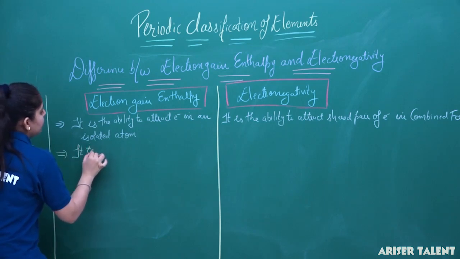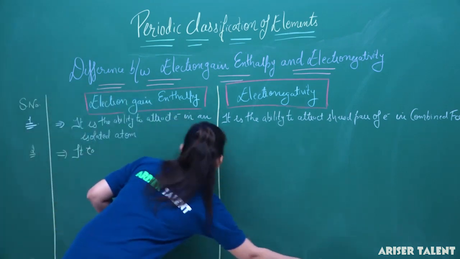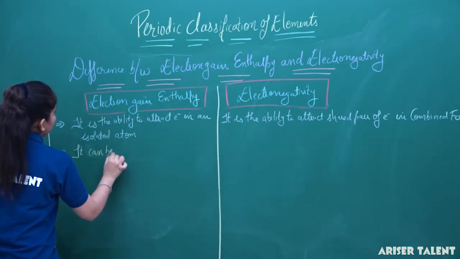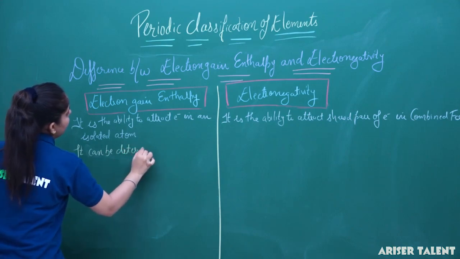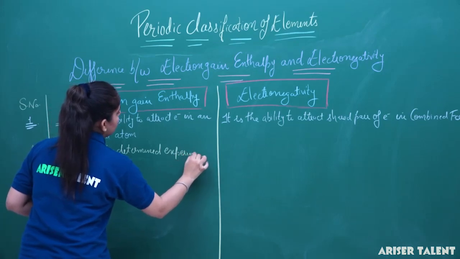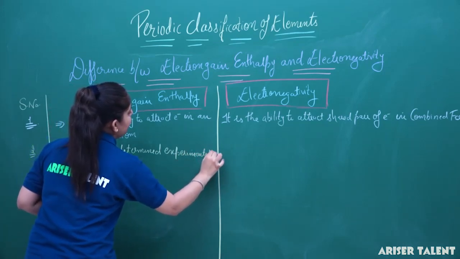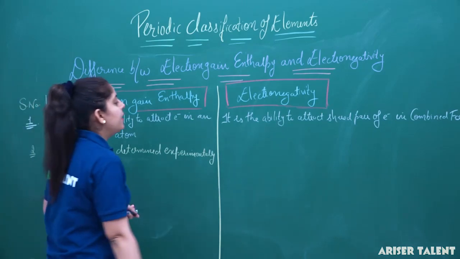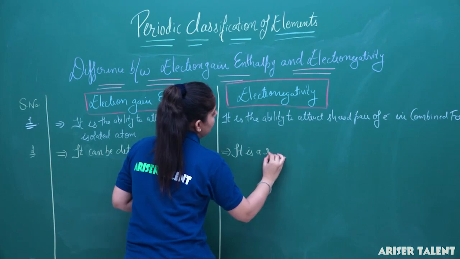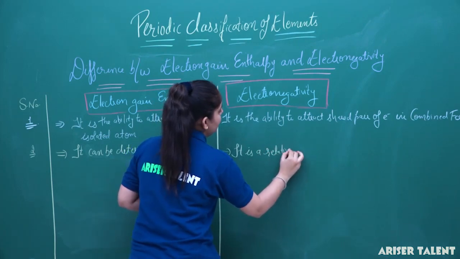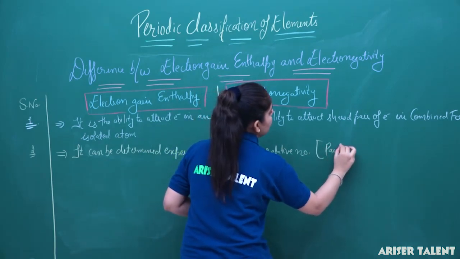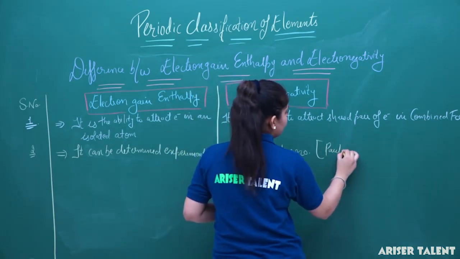it can be determined experimentally. It can be determined experimentally and it is a relative number. It is a relative number that we have discussed, then it can be calculated on Pauling scale.